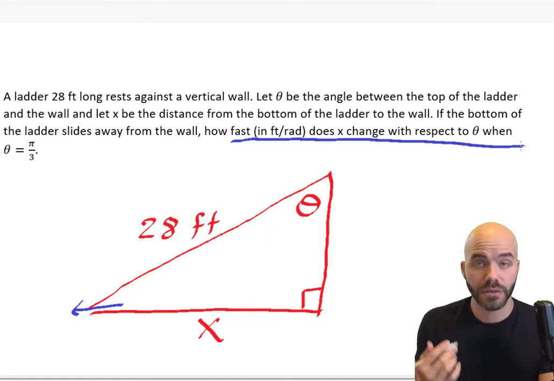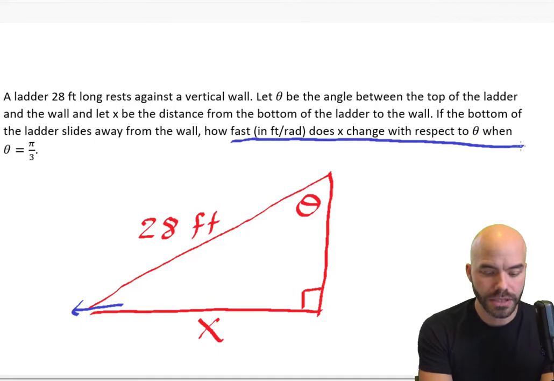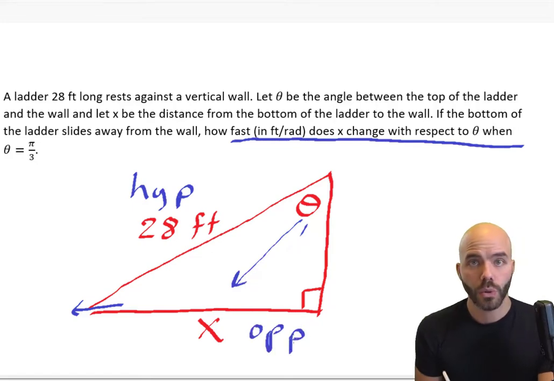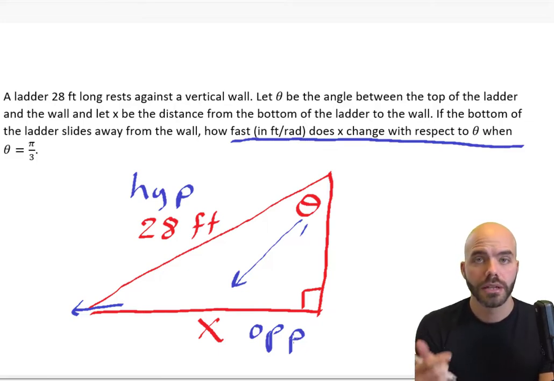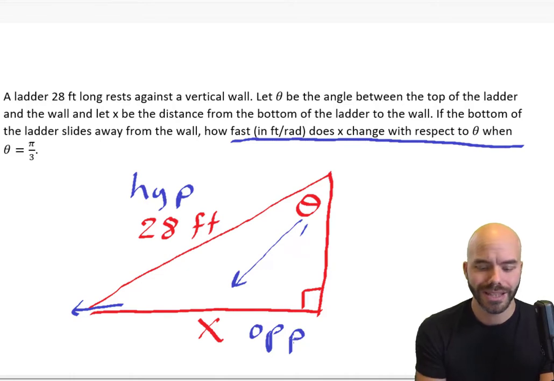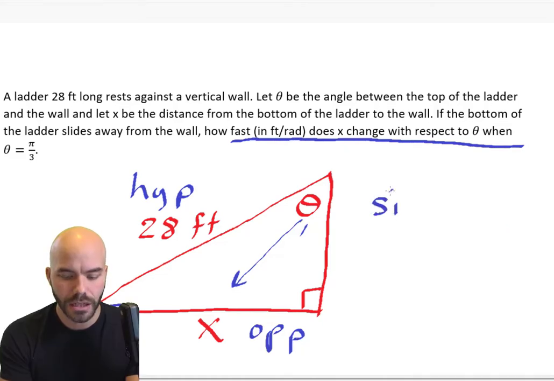Well, since I have a right triangle, I know this is my hypotenuse, and this side is the opposite side to theta. So which trig function uses the opposite side and the hypotenuse of a right triangle? If you remember SOHCAHTOA, that's going to be your sine function. So all these quantities are related this way. Sine of theta is equal to x over 28.